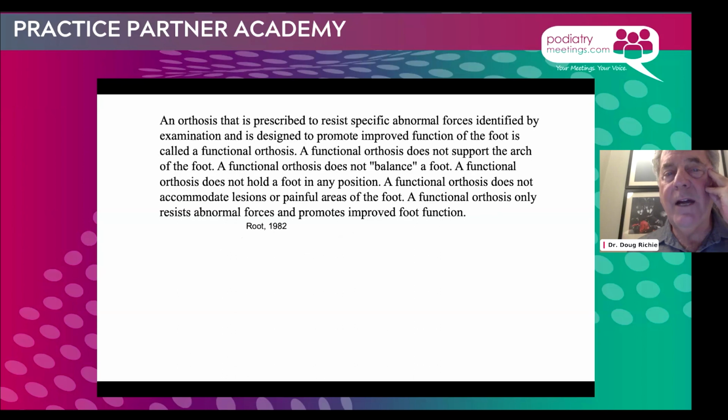He then went on and described how an orthosis works. He says a foot orthosis is designed to resist specific abnormal forces that we identify via examination of the foot and then design an orthosis to improve function of the foot. The functional foot orthosis is not an arch support. It does not, quote, balance a foot. It does not hold the foot in a particular position. It does not accommodate lesions or painful areas by itself. It will with extensions and other enhancements. Most importantly, as he says, a functional foot orthosis only resists abnormal forces and promotes improved foot function.